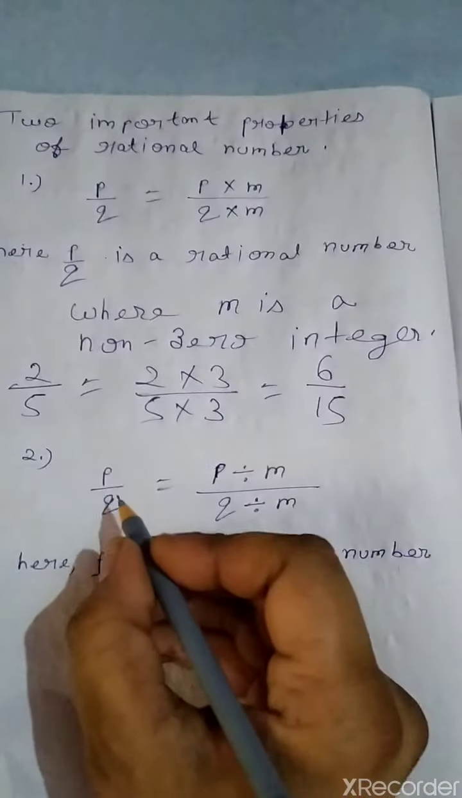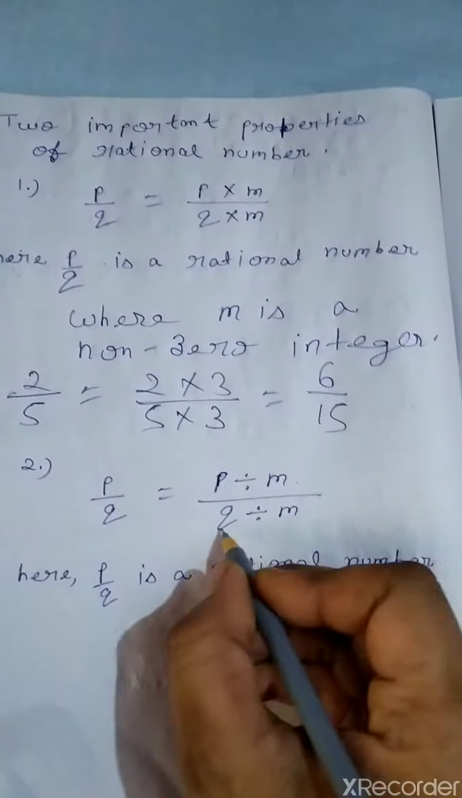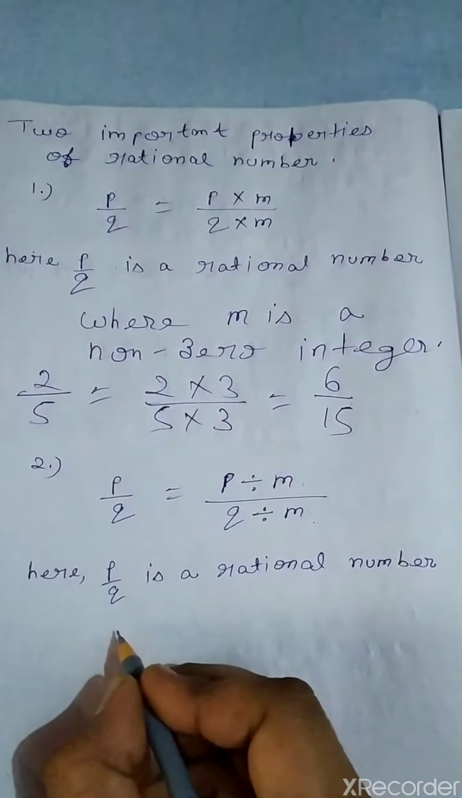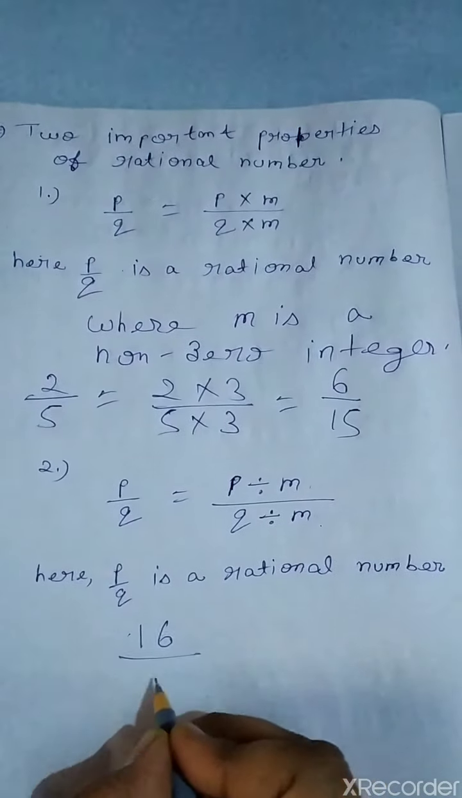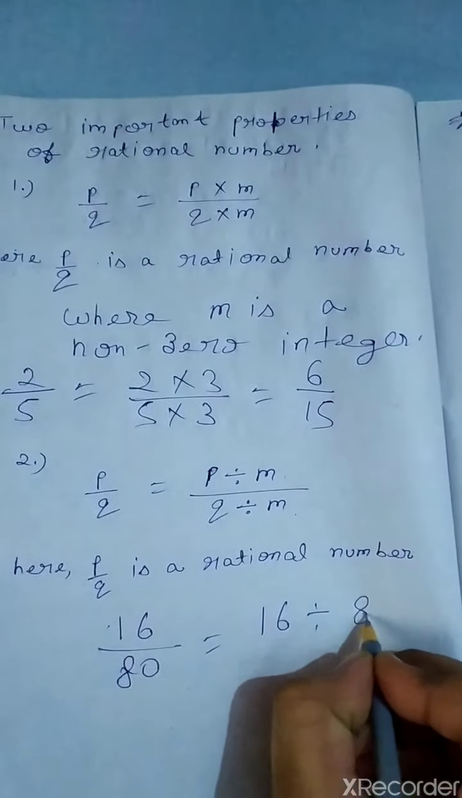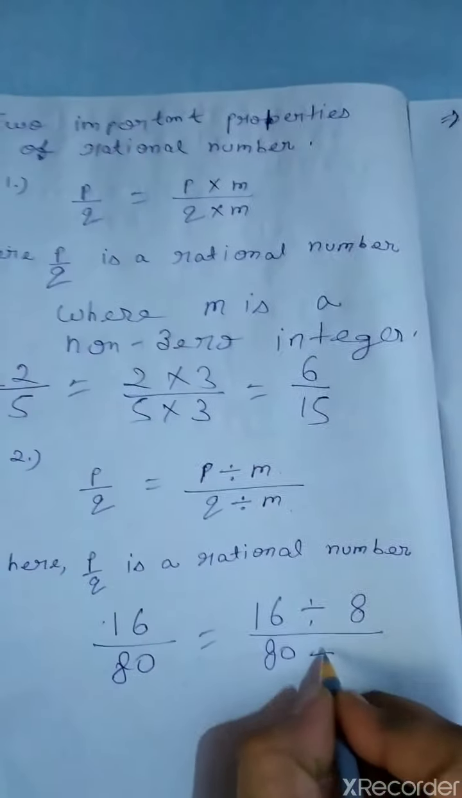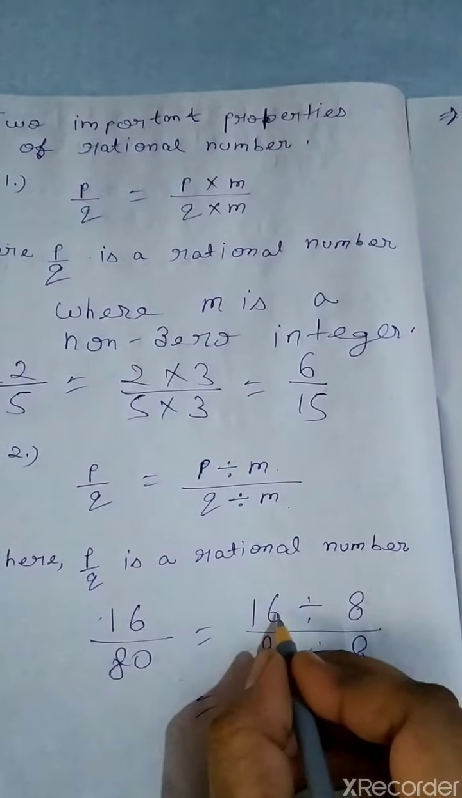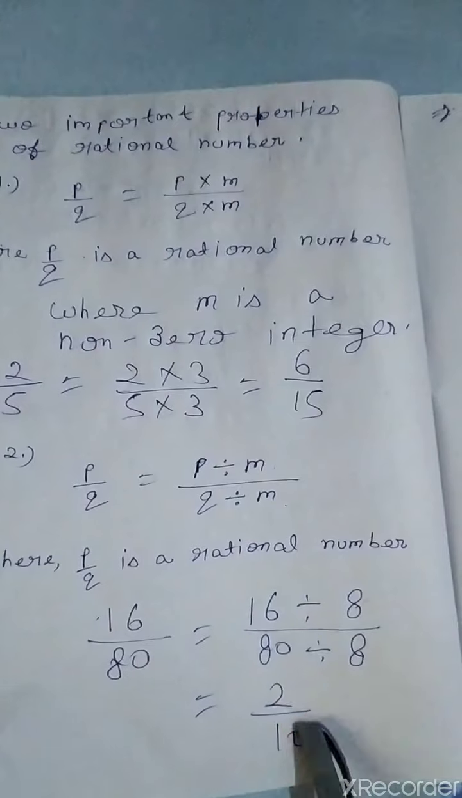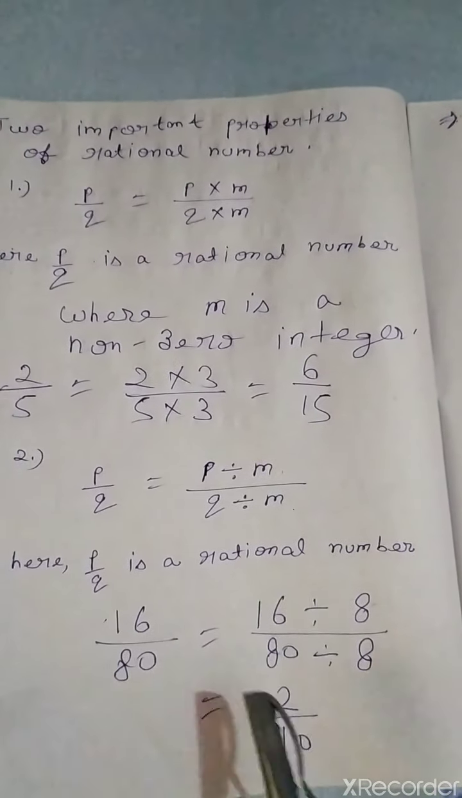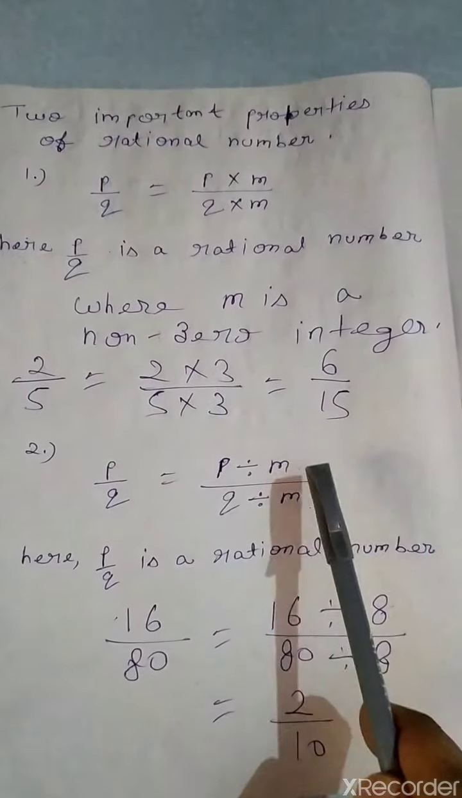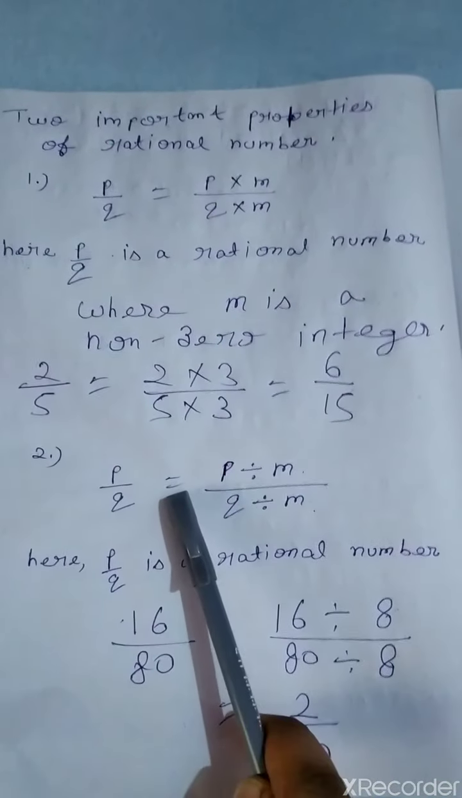The second rule is that P by Q is equal to P divided by M over Q divided by M. Here also M is a non-zero integer. For example, suppose the number given is 16 by 80. You can divide the numerator by 8 and the denominator also by 8. 16 divided by 8 is 2 and 80 divided by 8 is 10. So 2 by 10 and 16 by 80 are equivalent rational numbers. Their form is different only, but their value is the same. So dividing numerator and denominator by the same number, the result will be equal.